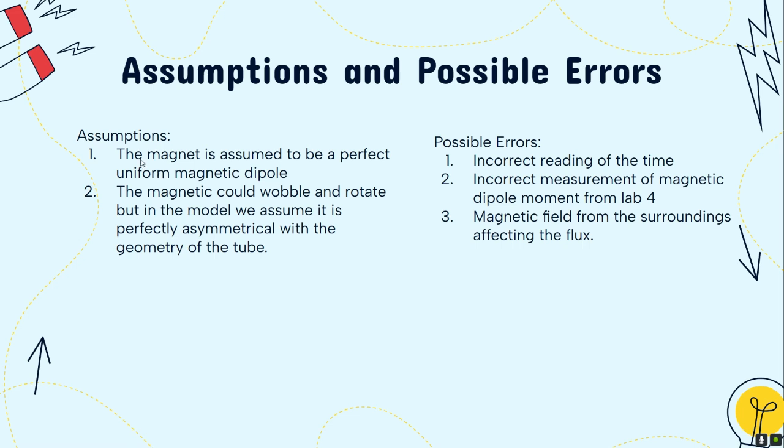Assumptions and possible errors. Assumptions: the magnet is assumed to be a perfect uniform magnetic dipole. The magnet could wobble and rotate, but in the model we assume it's perfectly symmetrical with the geometry of the tube. Also errors: incorrect reading of the time, incorrect measurements of magnetic dipole moment from lab 4, and magnetic fields from the surroundings affecting the flux.